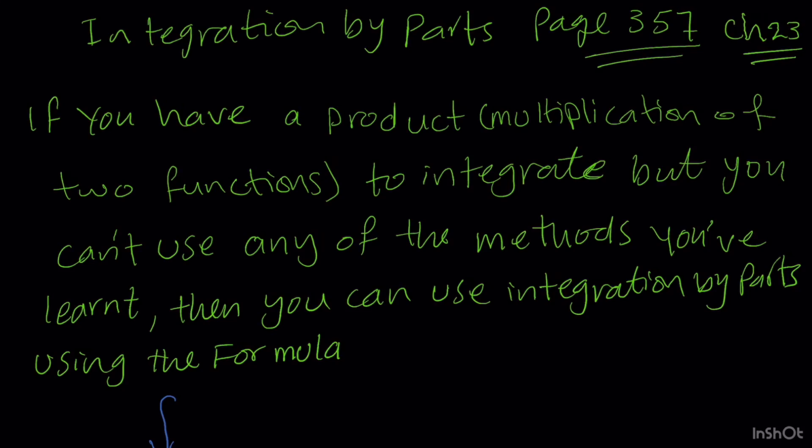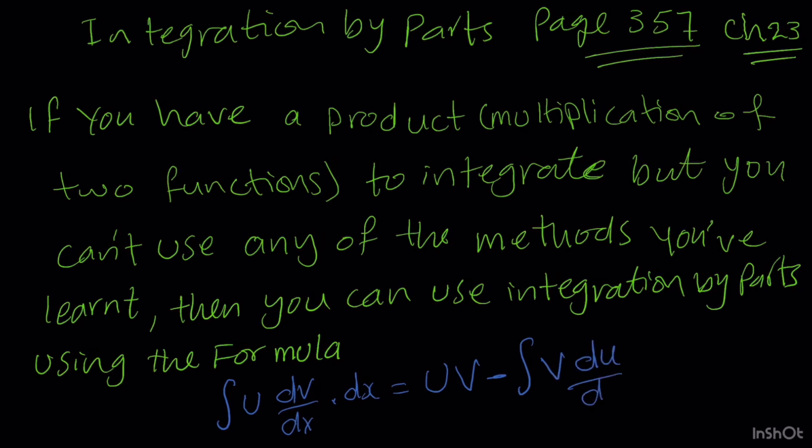integration of u dv. Using the formula, which is integration of u dv over dx times dx equals uv minus integration of v du over dx multiplied by dx. Okay, this is the formula.